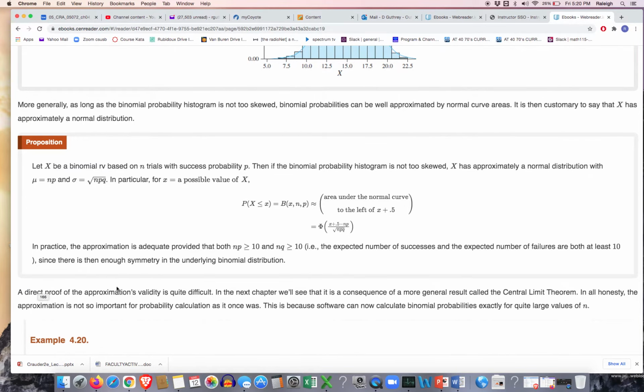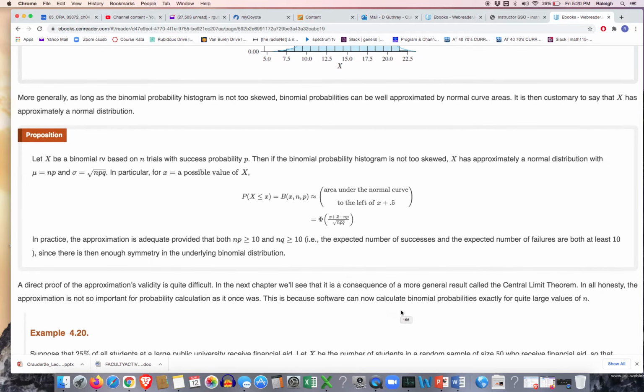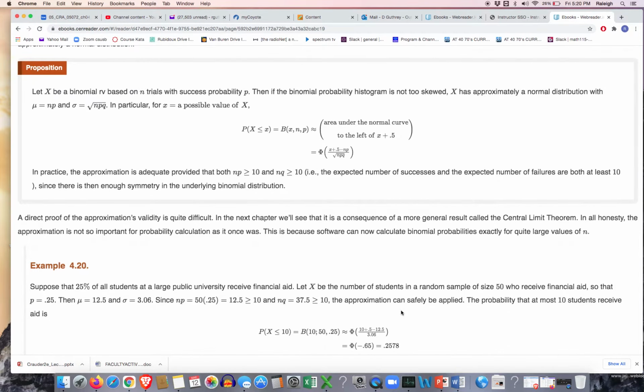So, yeah, direct proof of the approximation's validity is quite difficult. Okay, we don't need to talk about that. We talk about plenty already in this class, so I'm fine with that.